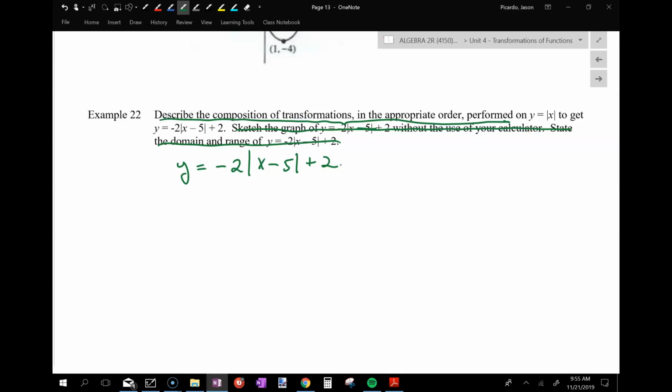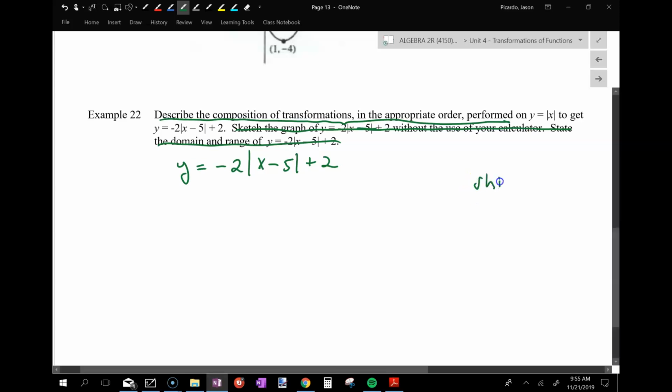Now, there are verbs that I want to use. What are those verbs? I want to use the words shift, reflect, stretch, and shrink. All right, those are the 4 verbs that I'm going to use.